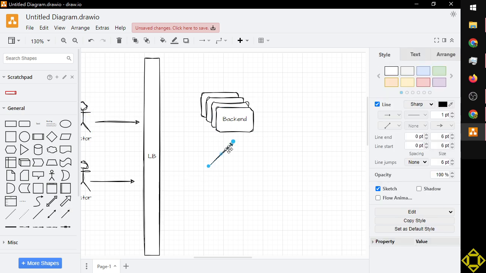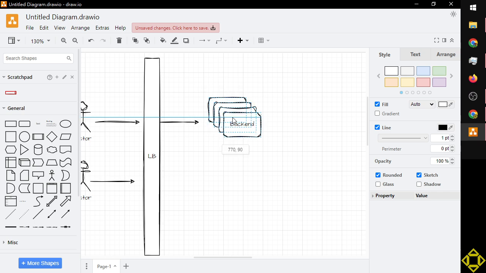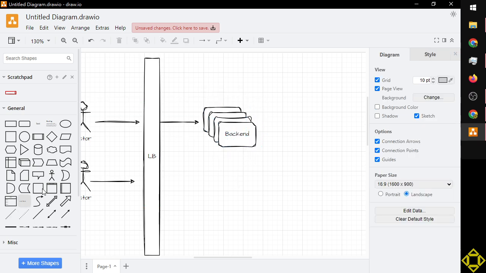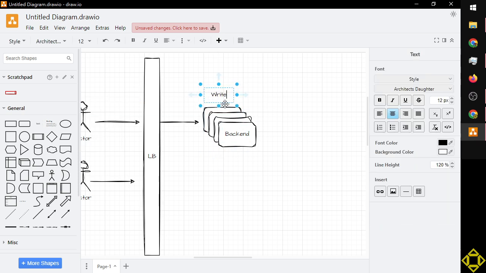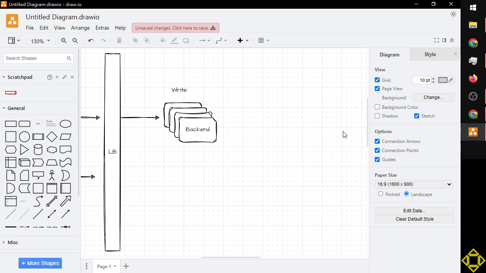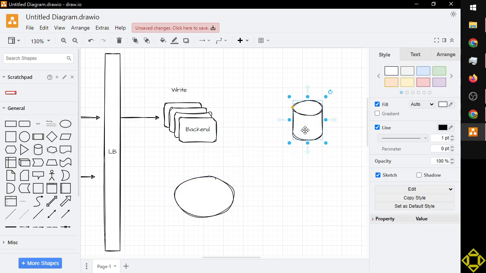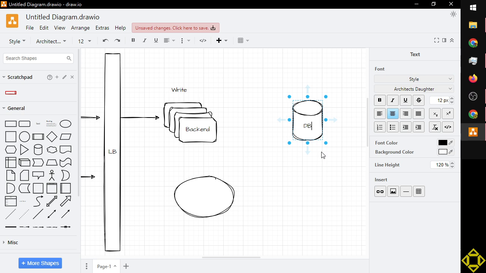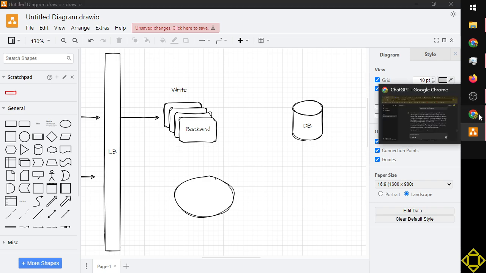And they will have two cases. First case is about write. It's about writing. And they will be our DB. Okay, so here we need to have some discussion about this, so we can go to the AI again.